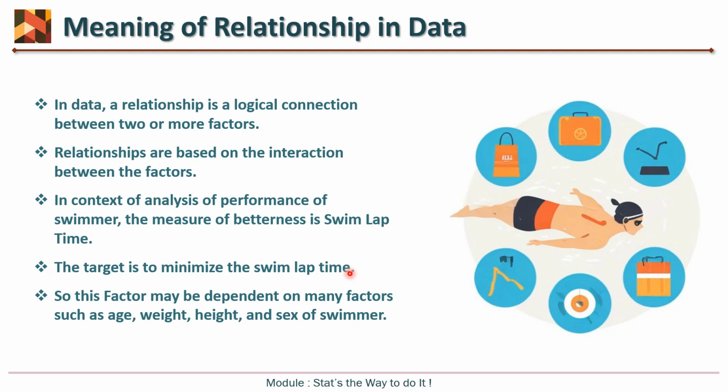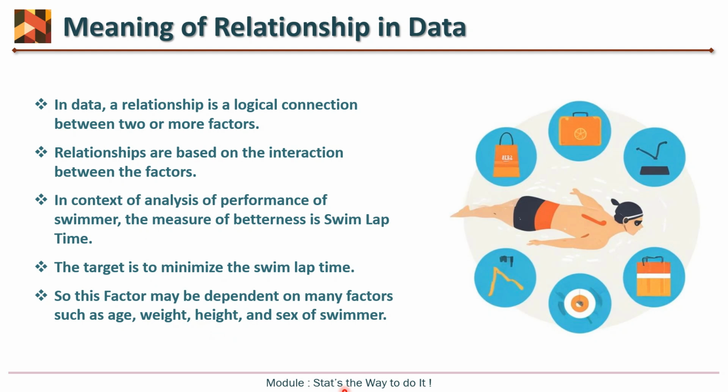Now, what is this lap time? It is a measure of betterness. It is impacted by many factors such as age of the swimmer, weight of the swimmer, height of the swimmer, sex of the swimmer, and then there will be more factors which we will eventually see in the coming slides. But we want to understand the relationship between these factors and our measure of betterness, that is lap time. What is the relationship of age with lap time? What is the relationship of weight with lap time? What is the relationship of height with lap time? If we are able to understand this relationship, then we can make decisions accordingly for optimizing the lap time. In this case, we want to minimize the lap time. So this is the crux of how the relationship between the data is important.